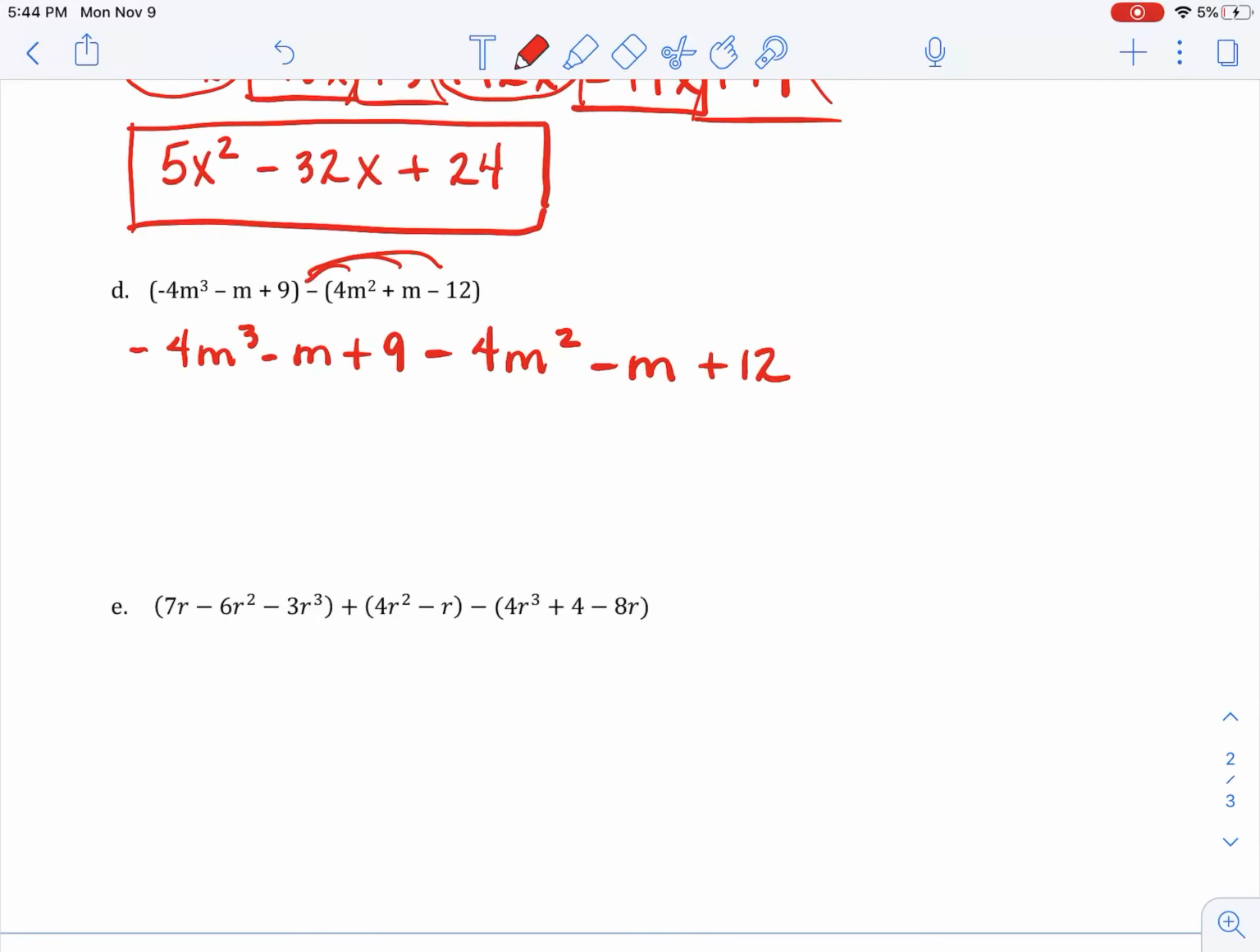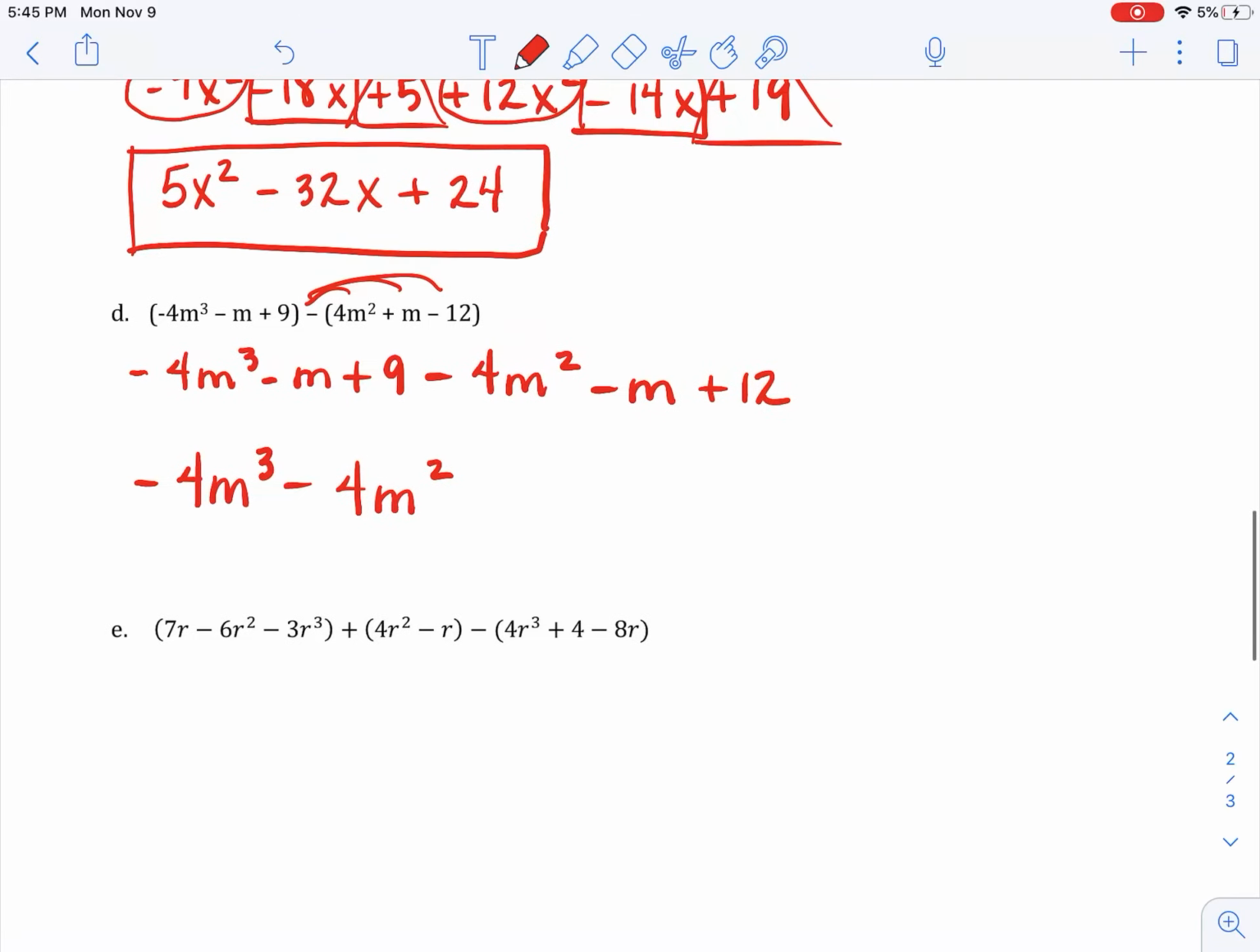All right, so I'm going to start with my biggest exponent, which was a 3, and there is nothing else with a 3, so I'm just going to write it. The next thing I have is m squared, so I have minus 4m squared, and there's no other variable that has a squared. And sometimes when things get long like this, some people like to cross them off as they go. That could be helpful.